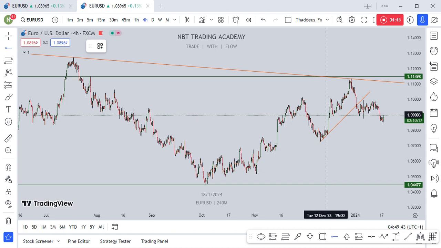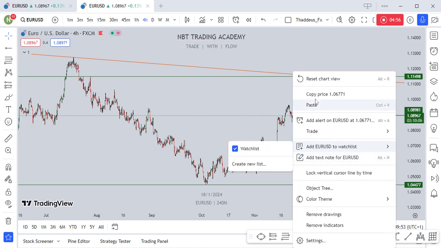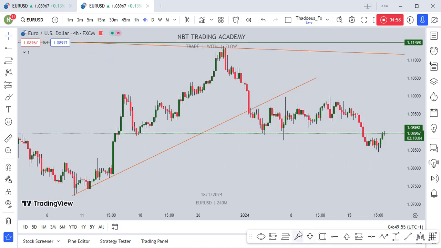This is also a minor level. It has broken it. So there's two things. Market might want to react on this minor level, or market might want to react on it when our market is coming to test.